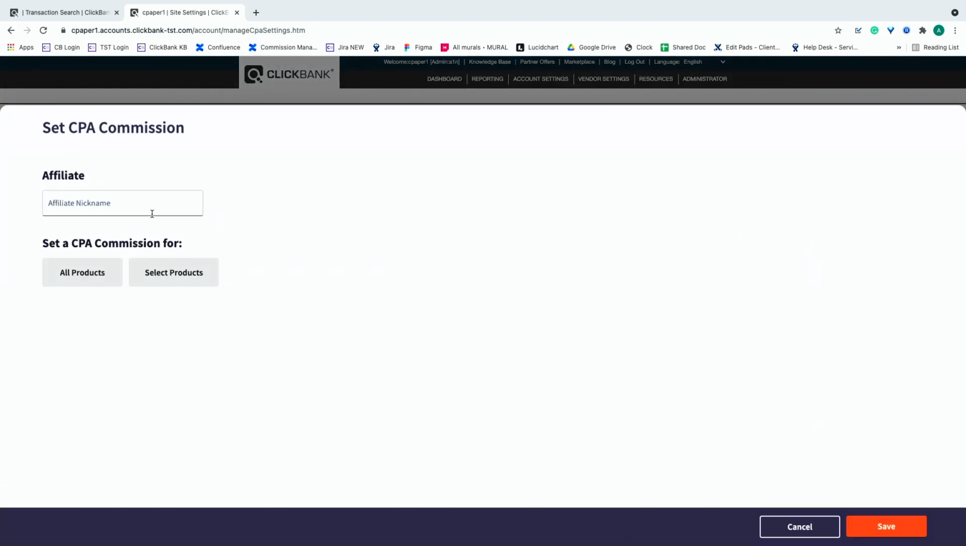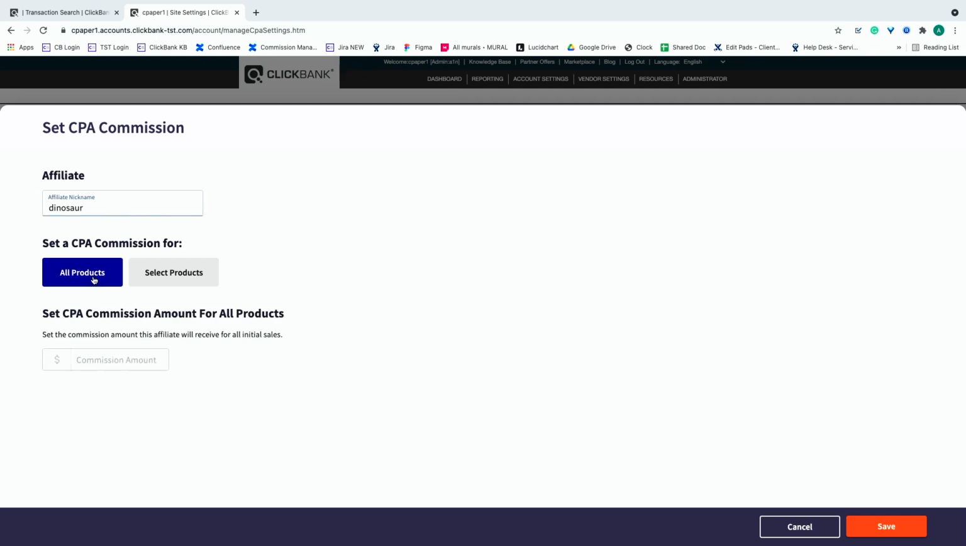So as I mentioned, when you set a CPA commission for an affiliate, you provide the nickname of the affiliate that you're setting the commission for. And then we offer two different ways that you can set that. So you can set a single CPA commission that applies to all initial sales.